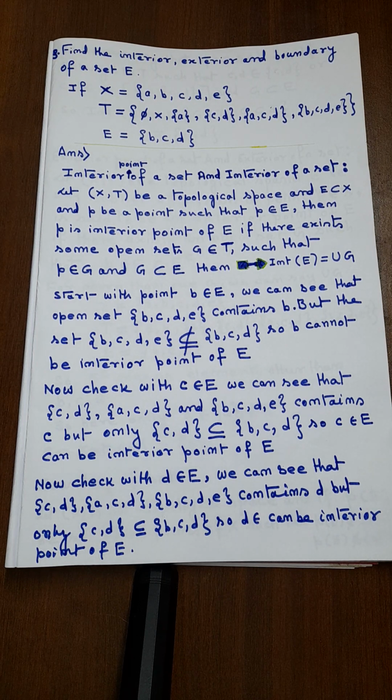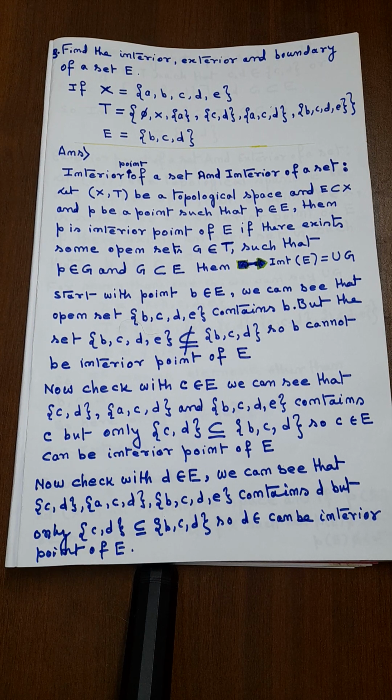Find the interior, exterior, and boundary of a set E, if X is equal to {a, b, c, d, e} and T is equal to the topology. X is the main set, T is the topology, and E is the set for which we have to find the interior point, exterior point, and boundary. So just go through the question for a minute.